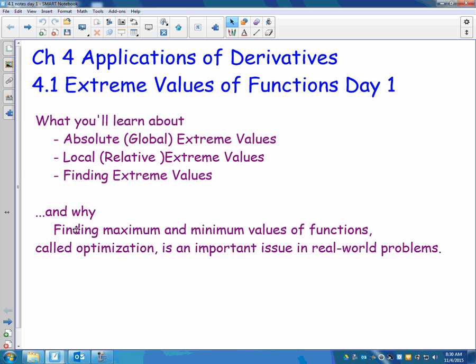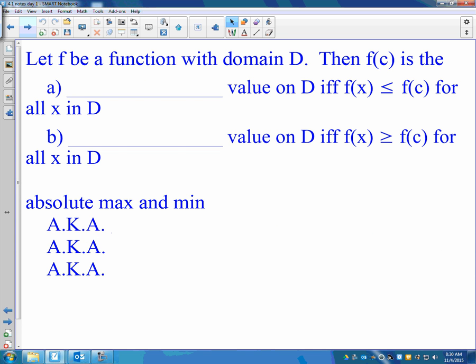An important issue in real world problems: maximizing stuff, minimizing stuff. It's a really useful idea outside of math class, and that's what this stuff lets us do. All right, so lots of vocab for you.